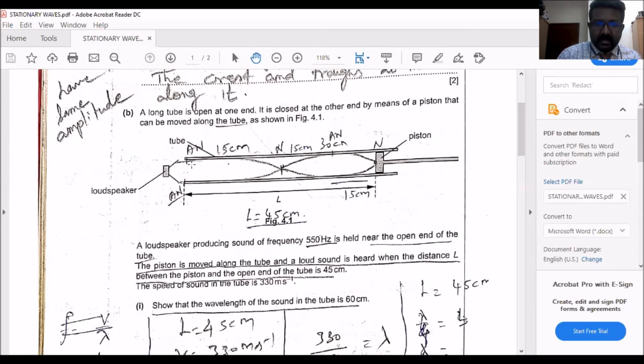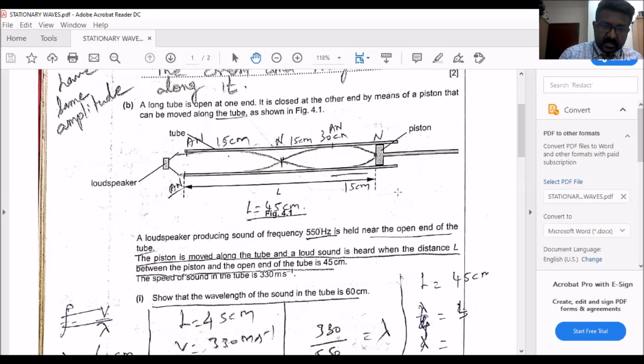We can also check. I told you that since L is equal to 45 centimeter, there are 3/4 of a wavelength. So 3/4 of a wavelength is equal to 45 centimeter, and 1/4 of a wavelength is equal to 15 centimeter. We also have learned that the distance between antinode and node is equal to 1/4 of a wavelength. And again, the distance between node and antinode, 1/4 of a wavelength, is 15 centimeter, and the distance between antinode and node, again 15 centimeter, giving a total of 45 centimeter. So now it's very clear that there are 2 antinodes and 2 nodes in between the length of the tube.